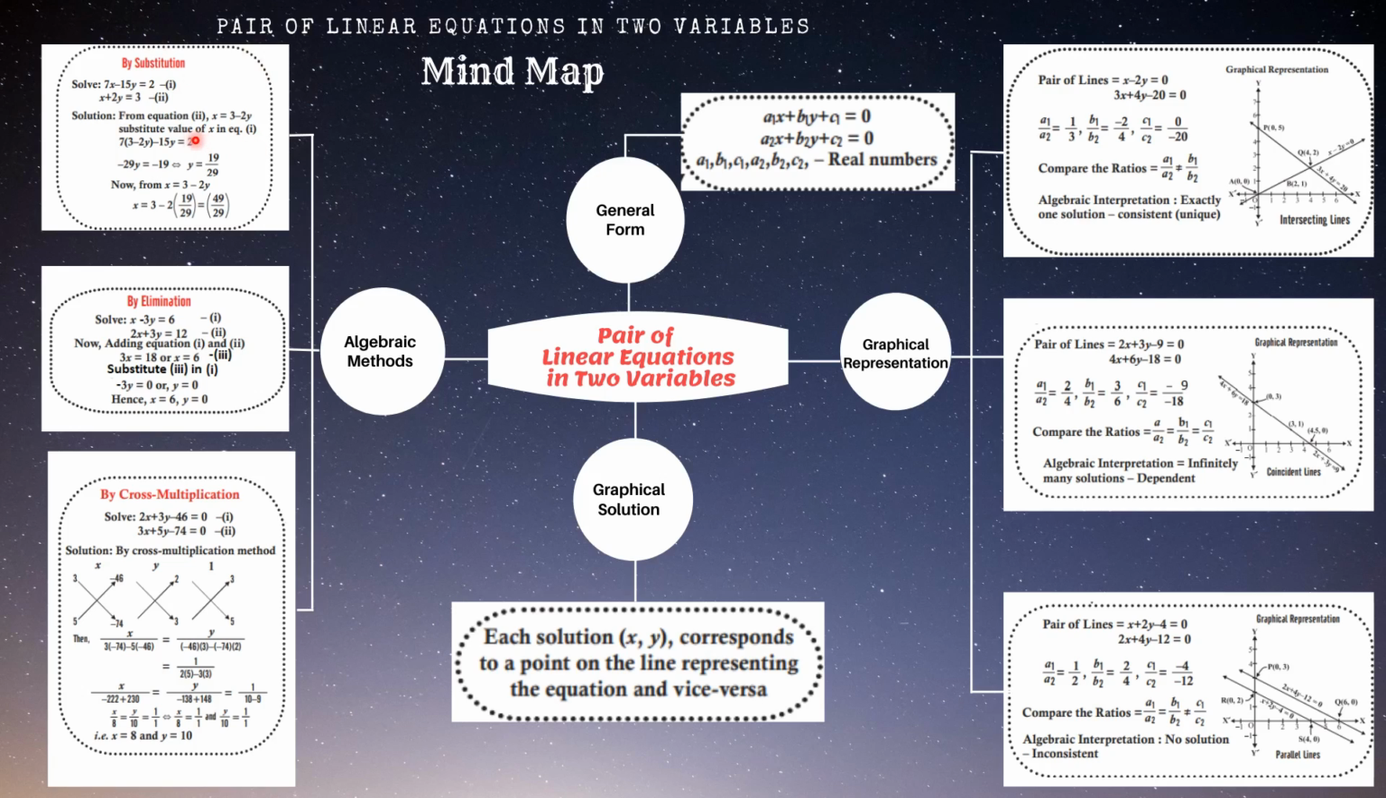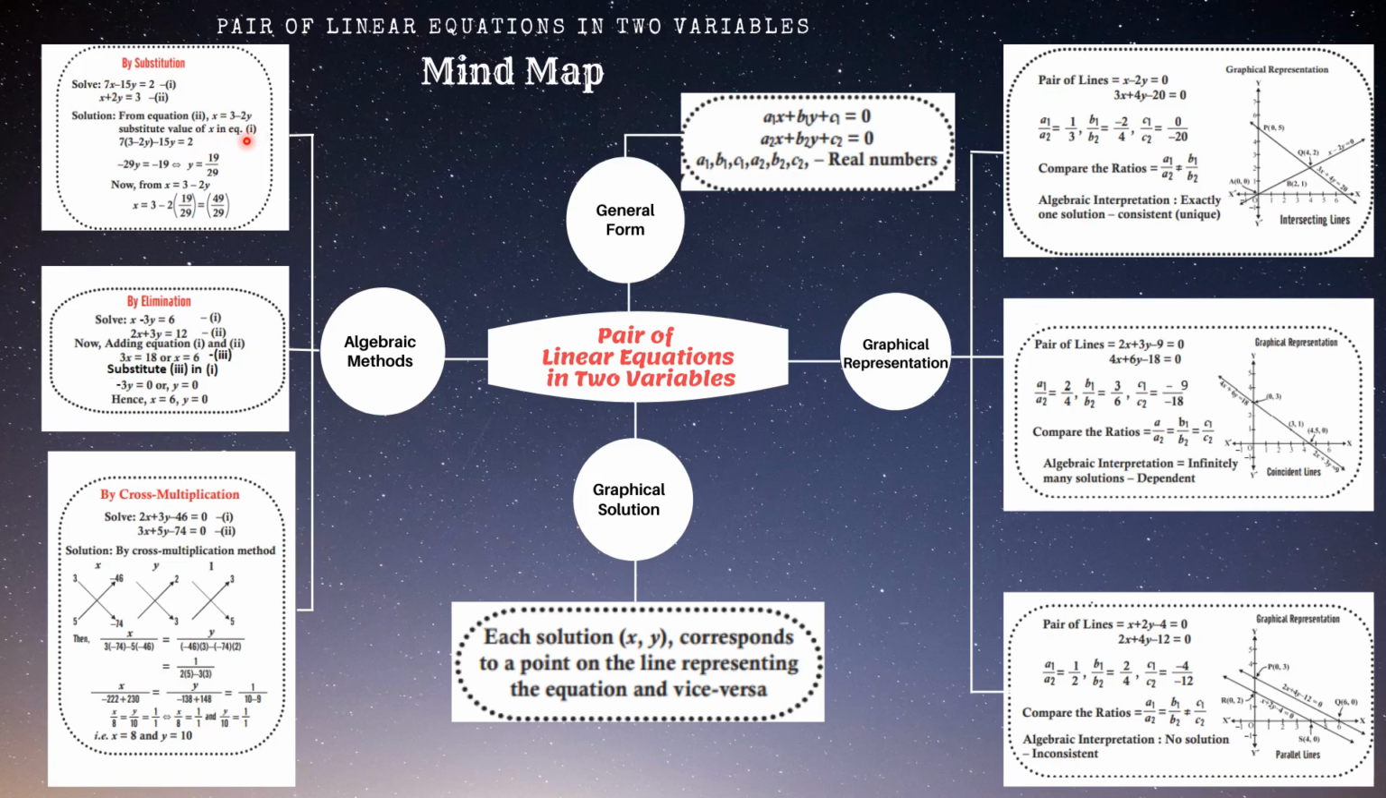In case of substitution, what we do is we express one variable, say y, in terms of the other variable x in one of the given equations, whichever is convenient. Here if you notice, there are two equations, 7x minus 15y equal to 2, and the second one is x plus 2y equal to 3. And what we have done over here is from the second equation, we have kept x on the left hand side and taken everything else on the right hand side. So x equal to 3 minus 2y.